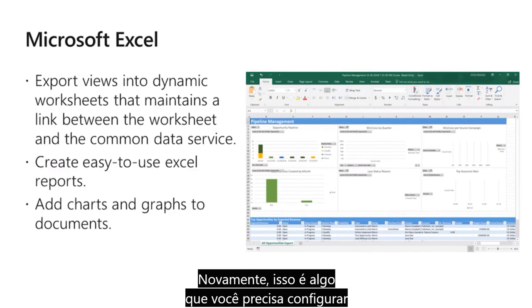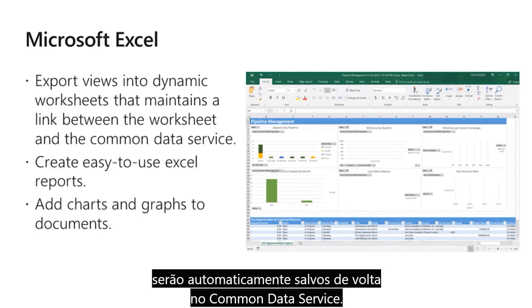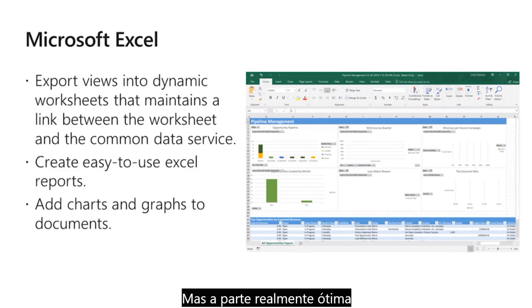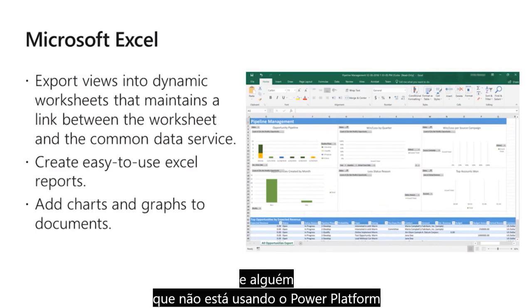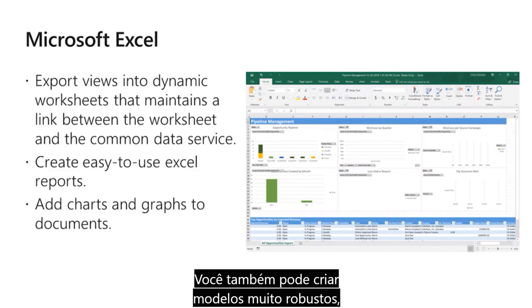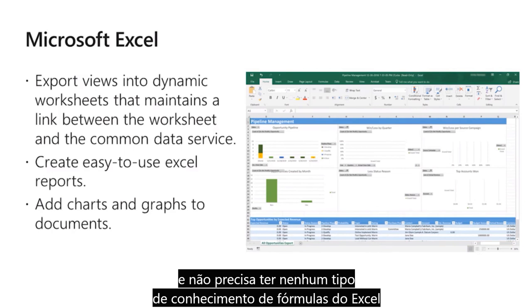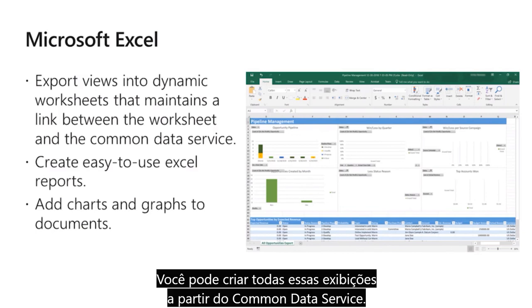Again, this is something that you would need to set up with the users and permissions. That way, if they make any changes to the data, it's automatically saved back to the Common Data Service. But where this is really great is you can add different charts and graphs to that Excel file. And if someone is not using the Power Platform, they have access to this. You can also create very robust templates, and you don't need to have any knowledge of Excel formulas or how to use the charts or pivot tables. You're able to create all these views from the Common Data Service.